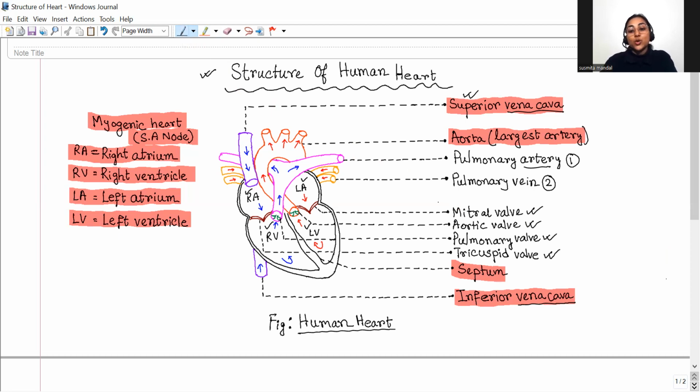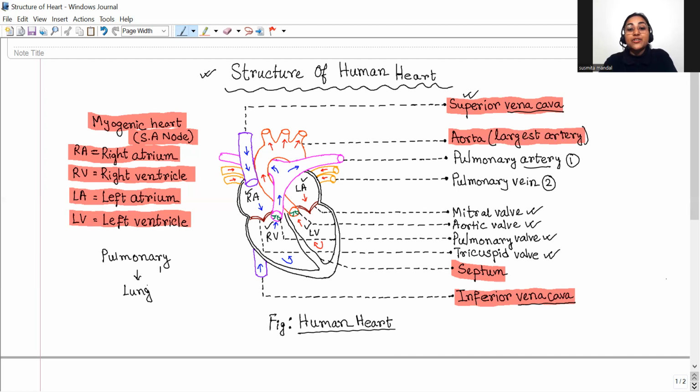Pulmonary circuit. The name, as I told you, the term pulmonary is related with what? Lung. The term pulmonary is always related with the lung. So pulmonary circuit means here the dealing of the blood between the heart and the lung.